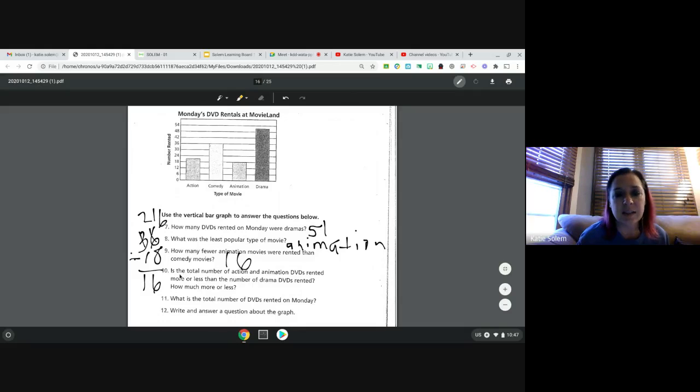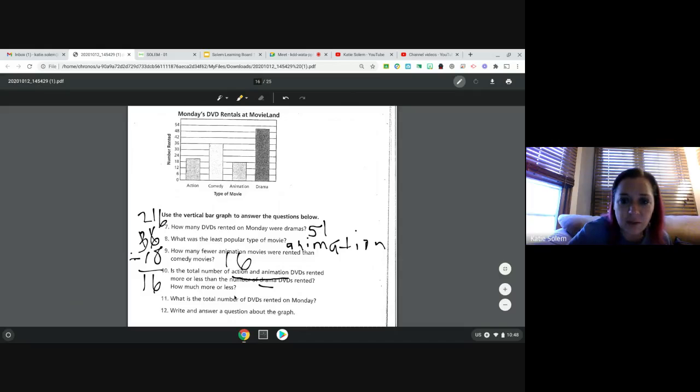Number 10 says, is the total number of action and animation DVDs, I'm going to underline that, the total number of action and animation DVDs rented more or less than the number of dramas? How much more or less? So this is a bit of a multi-step problem. We're going to start by figuring out action and animation. Well, we know that animation has 18 and action has that halfway point. So we have to do 18 plus 3, 18, 19, 20, 21.